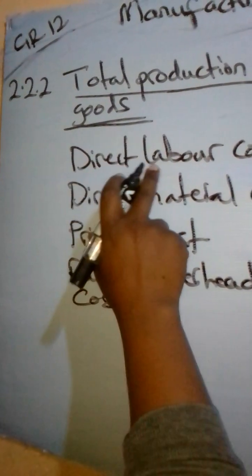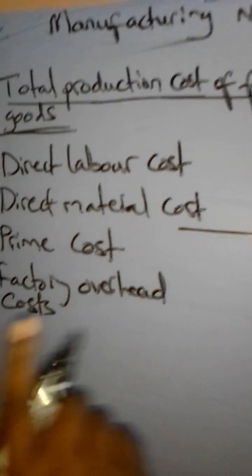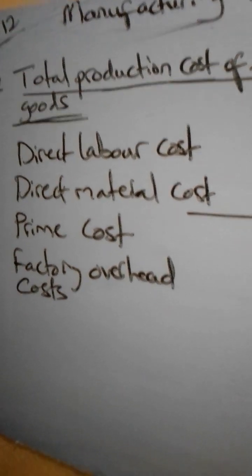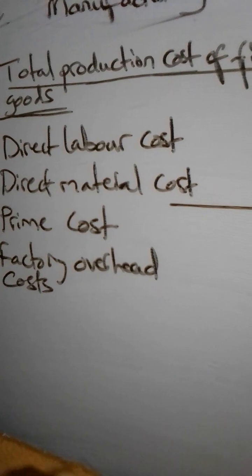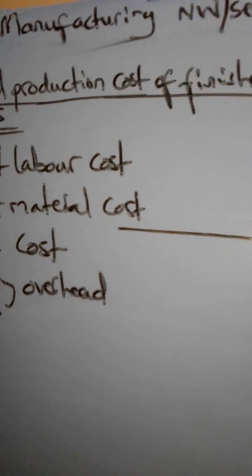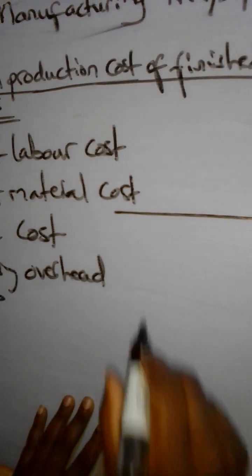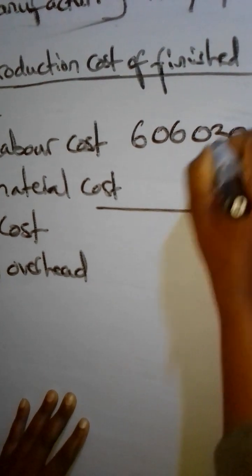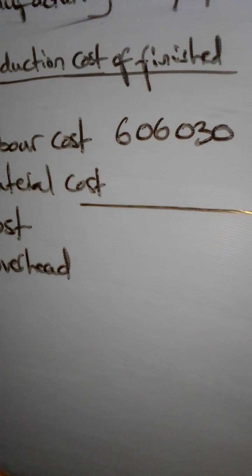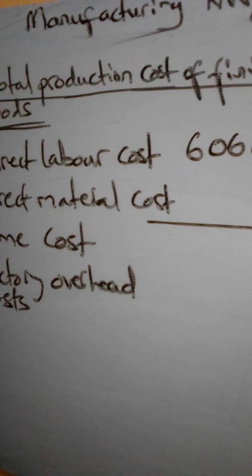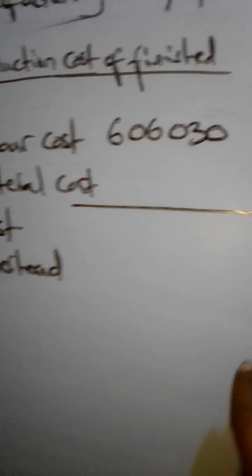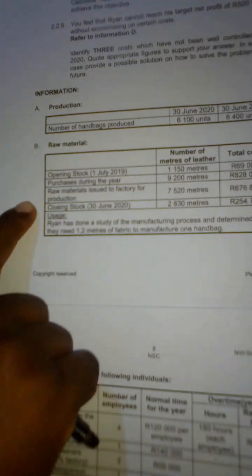So we have got the direct labor cost, direct material cost, the prime cost, and factory overhead cost. Let's identify our direct labor cost. From 2.2.1, we calculated our direct labor cost. And if I remember very well, we got something like 606,30 rand. That is our direct labor cost. And then our direct material cost. Let's go on to information B.